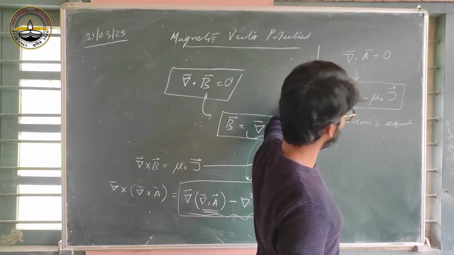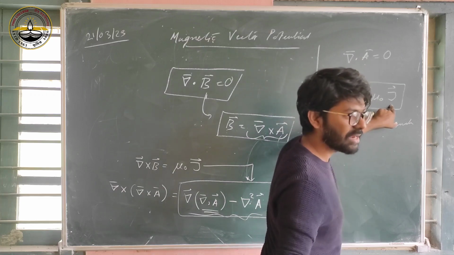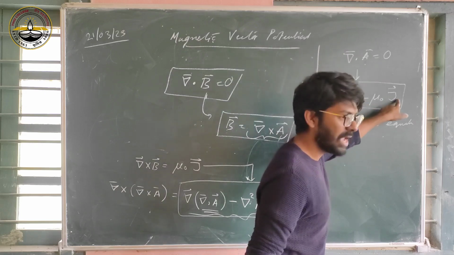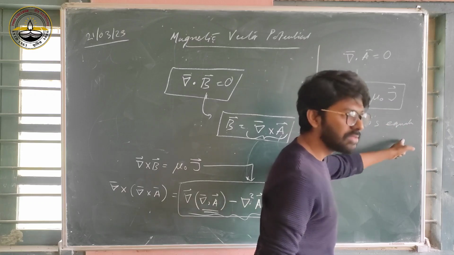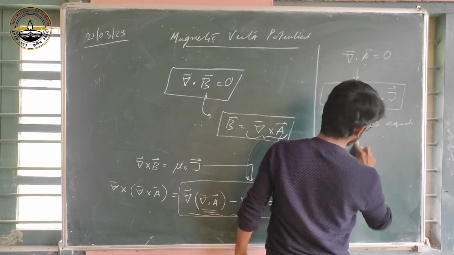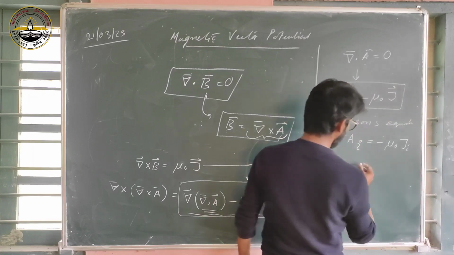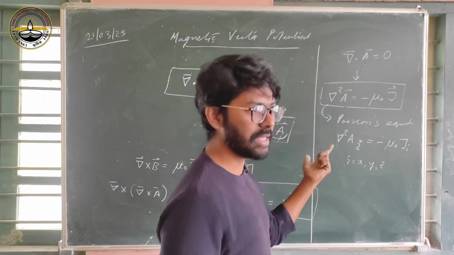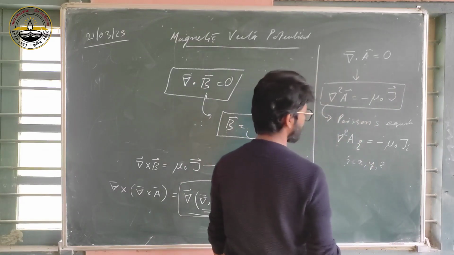And this is basically a collection of 3 equations, because these are vectors, not scalar like del square phi. These are vectors, so one will be for A_x, J_x, A_y, J_y, A_z, J_z. So it will be like del square A_i equal to minus mu naught J_i for i equal to x, y, z. So there are basically 3 Poisson's equations.